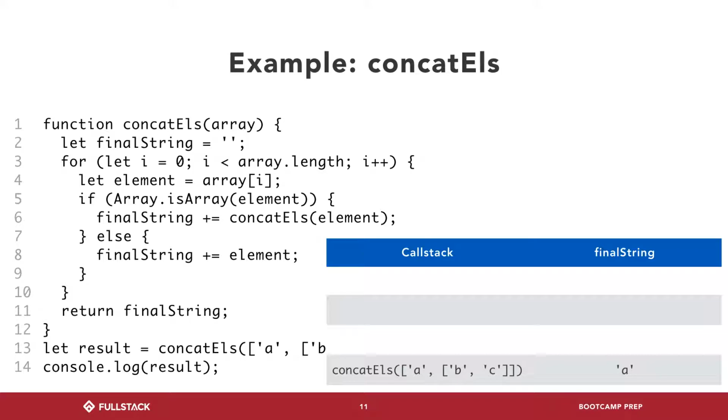Cool. Next up, when we go to the second element, we're telling it, okay, what's the second element? Oh, it says array B comma C. So element is the array B comma C. Is that an array? It is an array. So we need to run this now. Final string, which is the letter A, and then we're adding concat else the array B comma C to it. Well, at this point, I actually don't know what this is, so I need to figure out what that is before I can move on with my code, right? And so now I add another recursive call of concat else to the call stack.